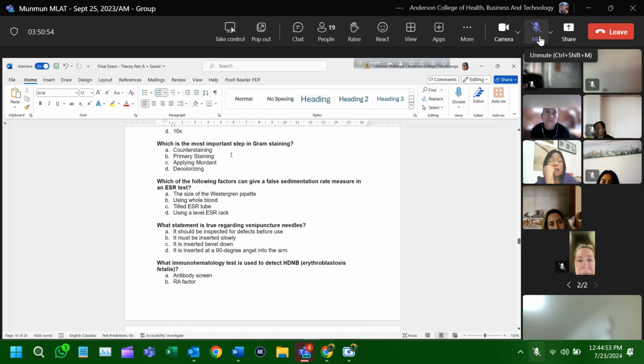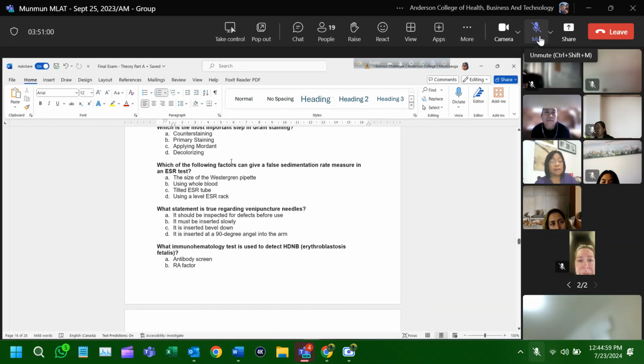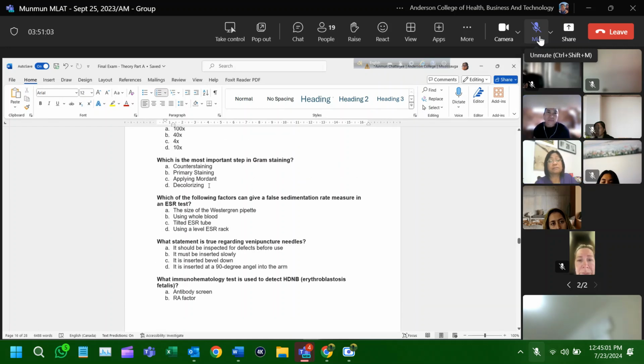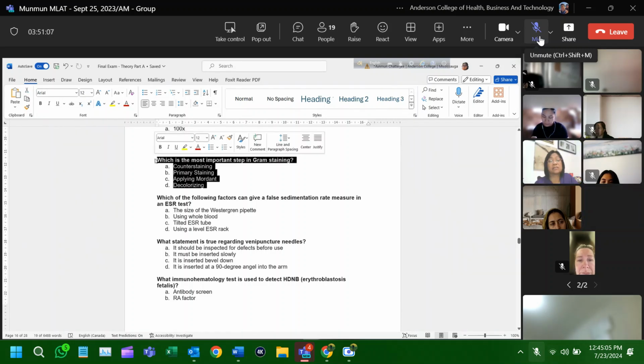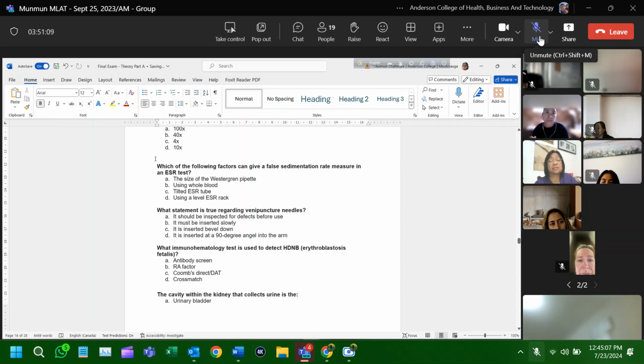Which is the most important step in Gram staining? Decolorizing. Sometimes you already have this question, right? Sometimes it can happen, I do search and then maybe some questions are repeating.